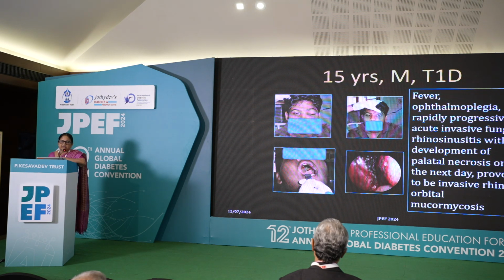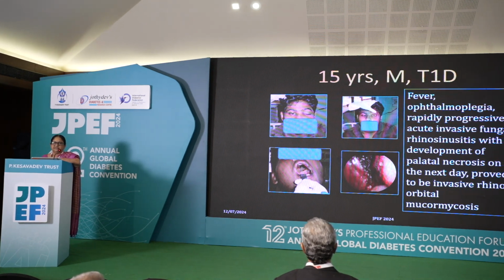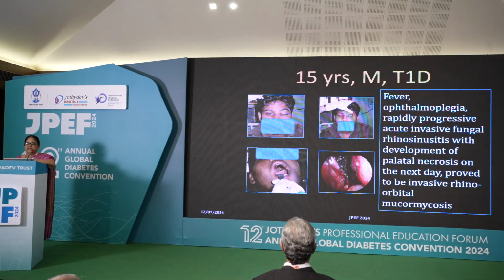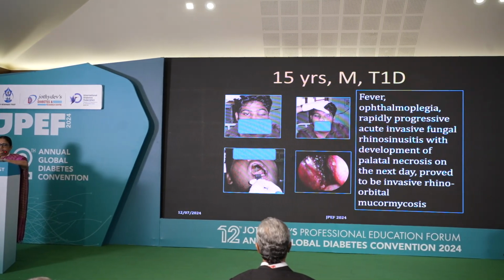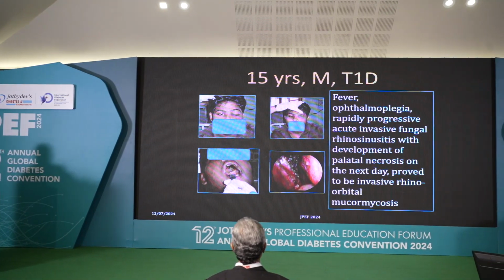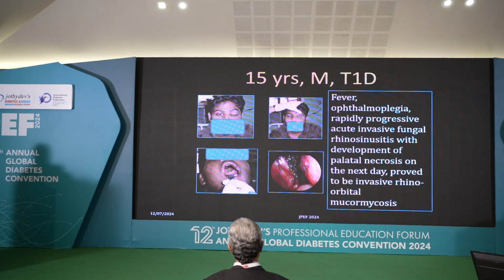So this is a 15-year-old boy, male, type 1 diabetes. He went for a tour in a hilly area. When he came, he had fever, ophthalmoplegia, rapidly progressive acute invasive fungal rhinosinusitis with development of palatal necrosis. And on the next day, it proved to be invasive rhinoorbital mucormycosis.